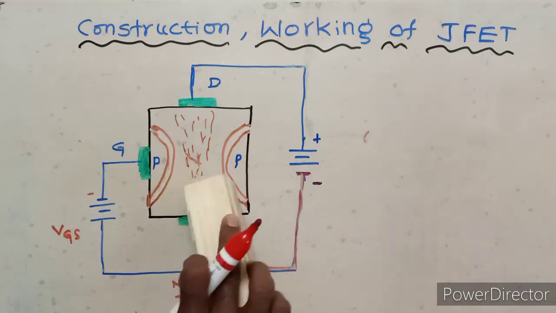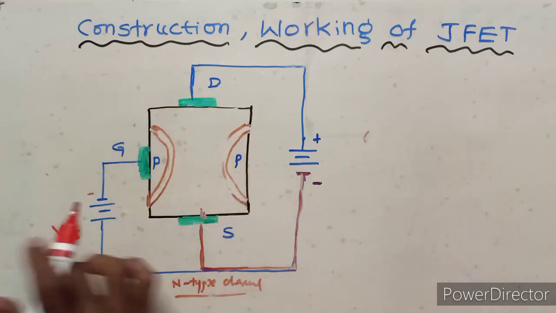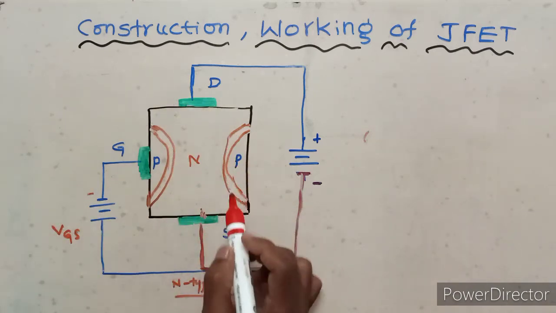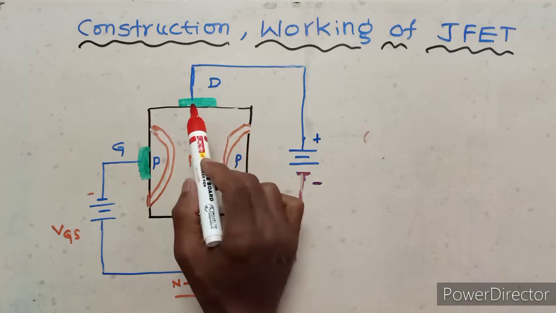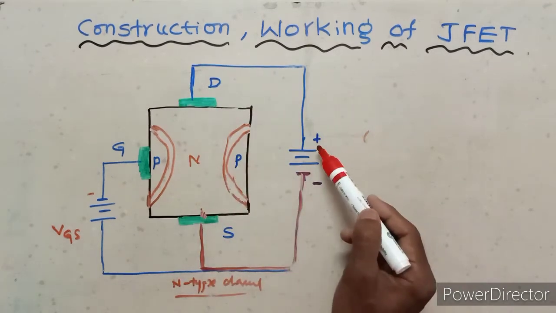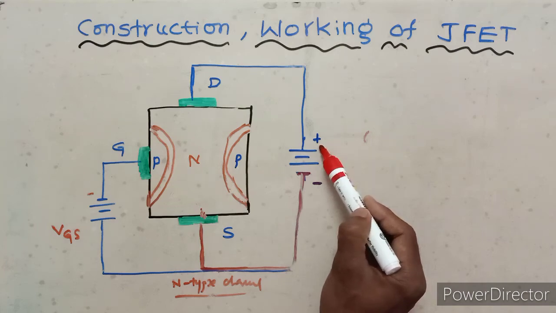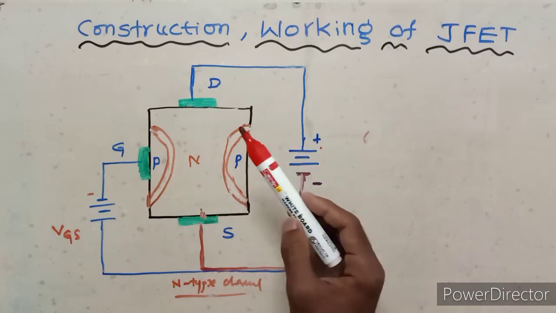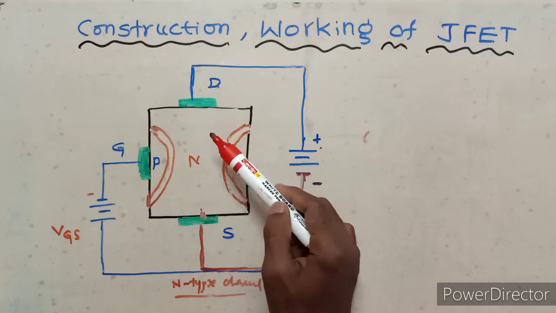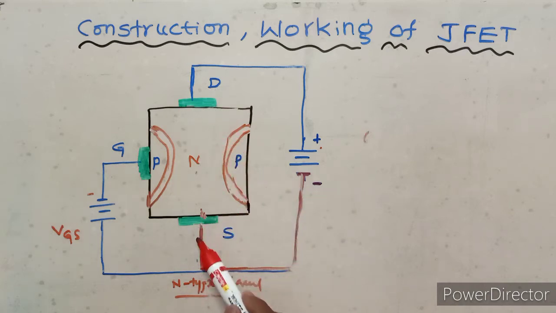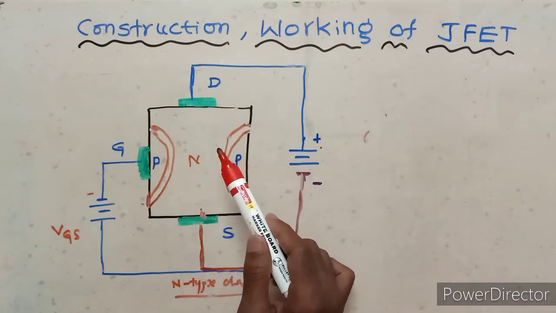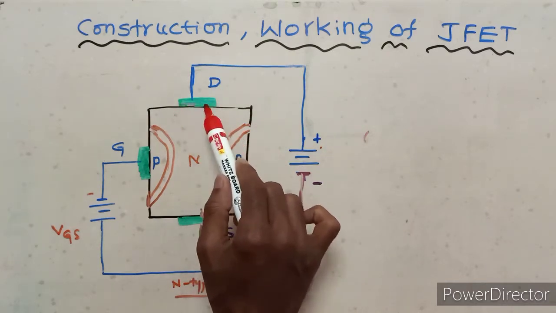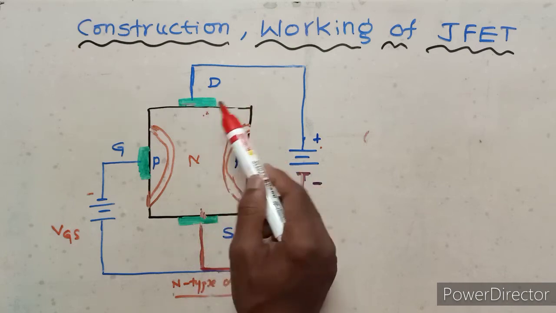Next, the next terminal is the drain. The drain is connected to the positive pole of the battery. The majority charge carriers leave the bar through this terminal, so here the electrons leave. The current goes from source to drain, but the majority charge carriers leave at the drain.